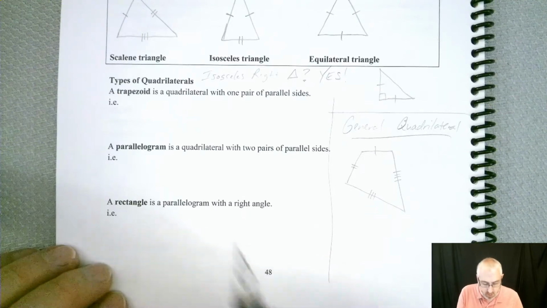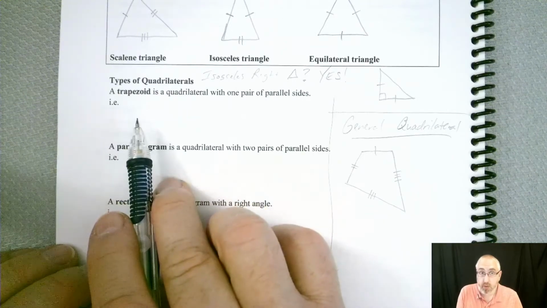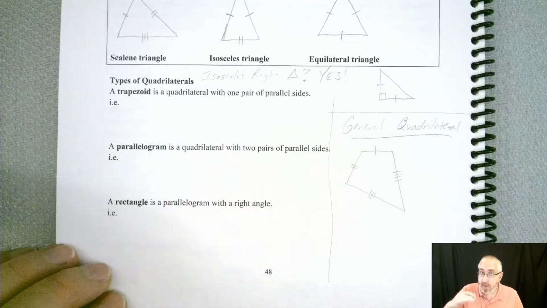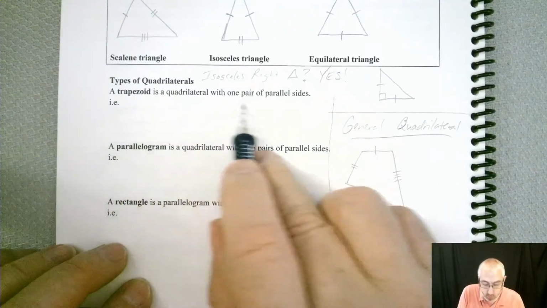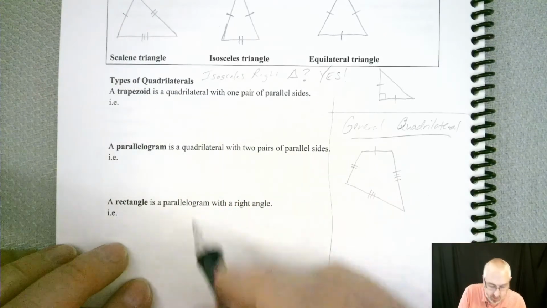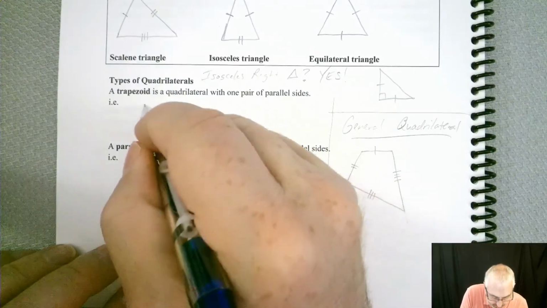But what we are going to get into are trapezoids, which is the next step up from a general quadrilateral. A trapezoid is a quadrilateral with one pair of parallel sides. So that would look something like this.